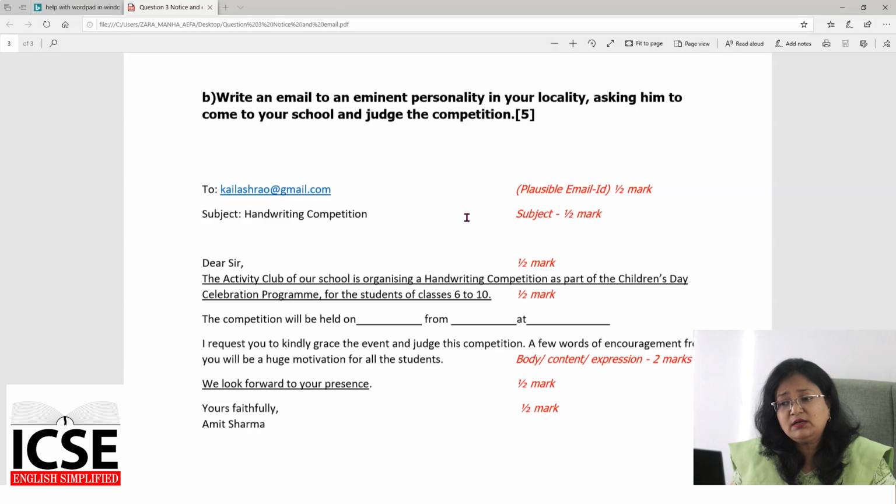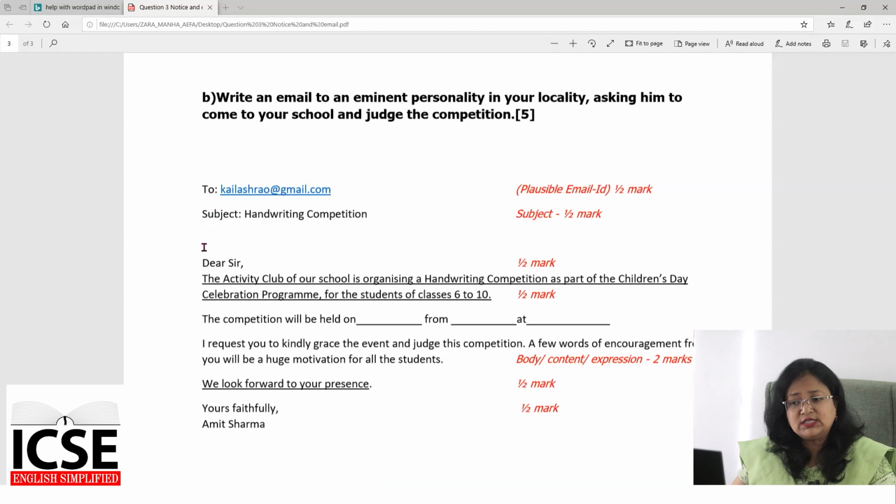Subject, half a mark. You could write to judge a handwriting competition, or you could write handwriting competition. That's all. That is enough. But if you write inviting to a school to judge a handwriting competition held on Children's Day, you will get a 0. The subject has to be crisp, to the point, in a short phrase. Your next half a mark is for the salutation. So you write, dear sir.